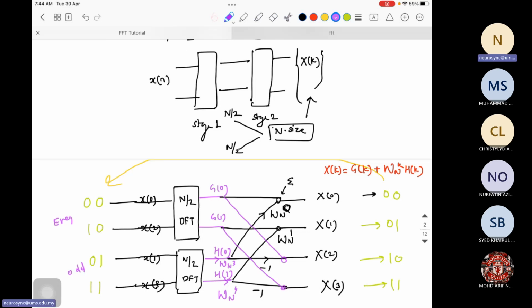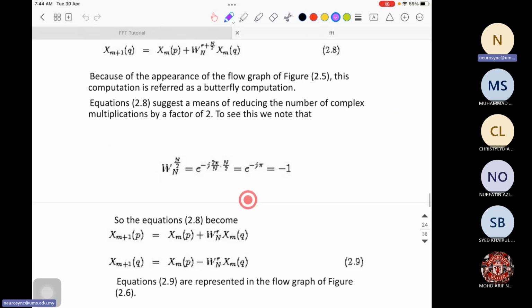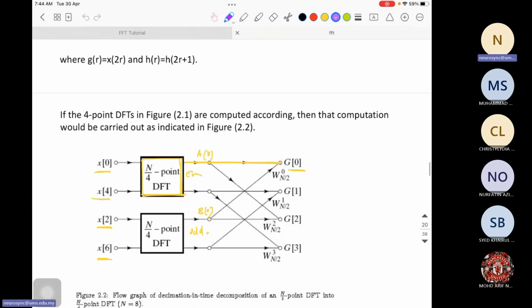Okay, so making of this structure is very important. This is our second stage. Then the first stage: how do we compute the n by 2 DFT here, how do we get G of 0 and G of 1? For that, again, we need to draw this structure. So basically, we will start with this 2-point DFT.